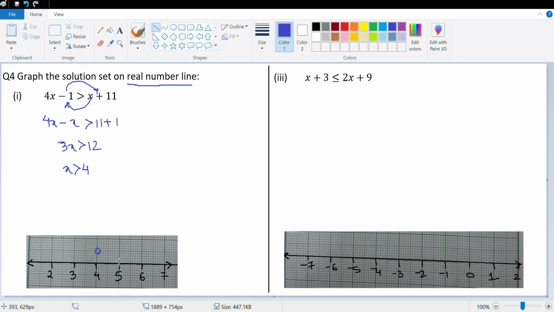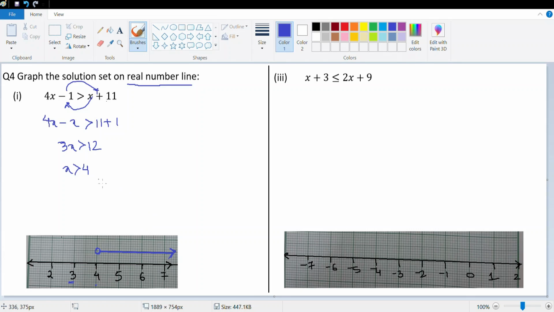And since this is continuing on the right hand side to infinity, I will put an arrow right till the end. Point to be noted, I have one number at least before the solution set. My solution starts from 4. I have to plot at least 3 on the number line.